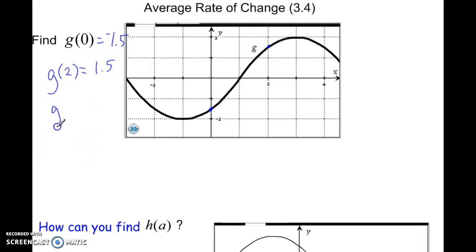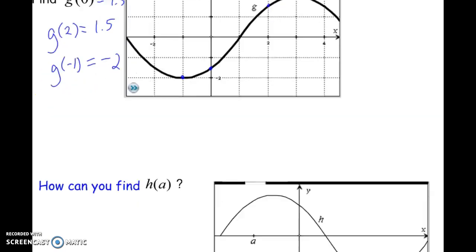Let's try g of negative 1, just so you get the idea. G of negative 1, x is negative 1 right here. It hits the function right here. It's the point negative 1, comma negative 2. So negative 2 is that value.